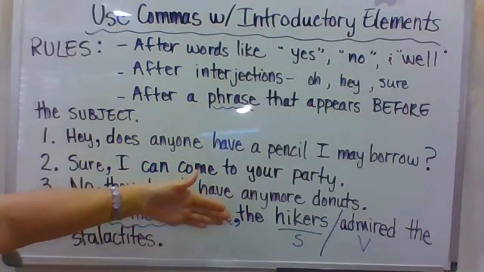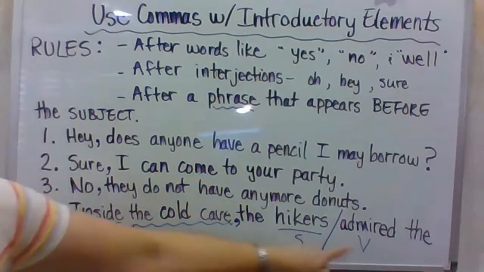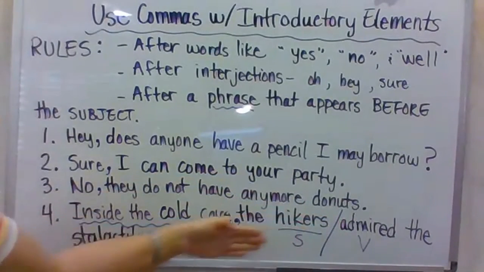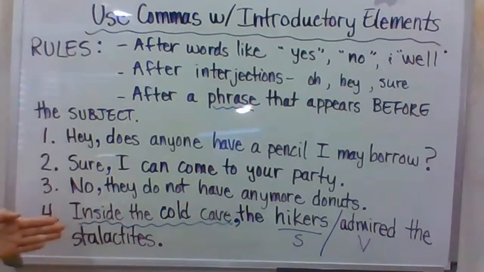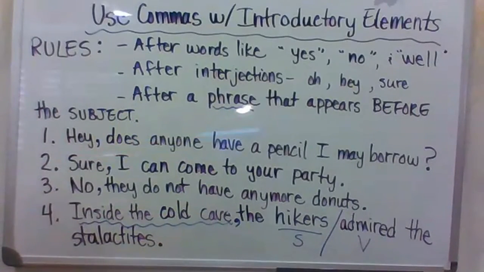And then from there, you say, oh, the subject is the hikers. What did the hikers do? They admired. That's your verb. So you've got your subject, your verb. That means this is your subject of the sentence, and this is the phrase that comes before it. And you put a comma after a phrase that appears before the subject of a sentence.